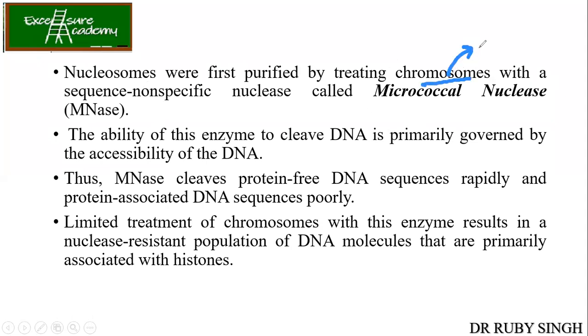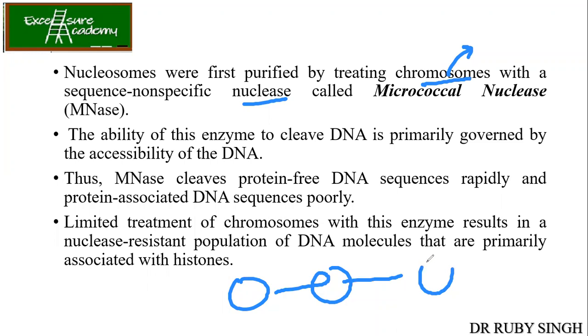You can arrest the cell at the metaphase stage and then isolate the chromosomes. Then the sequence non-specific nuclease is required because we just wanted to know the amount of the DNA. For example, these are the nucleosomes along with your linker DNA, right? It is sequence non-specific, so wherever the DNA is freely available, the nuclease is going to attack there. Since this part of the DNA is wrapped in the nucleosome, here, here, here.